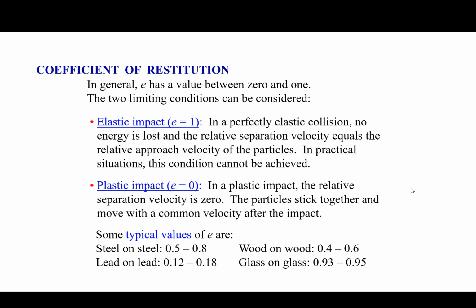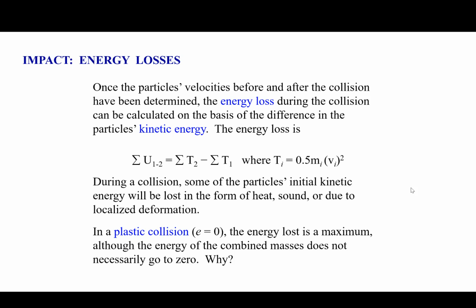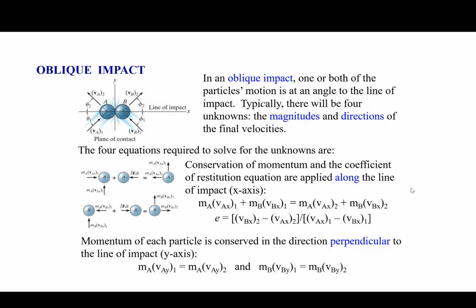My elastic impact, e is equal to 1. A perfectly plastic impact, where the particles stick together, a perfectly inelastic collision, is going to be 0. A perfectly elastic collision is going to be 1. And real world collisions are somewhere in between, right? And so we get that, and we get energy loss is going to be a maximum when that happens. So we know that that's there.